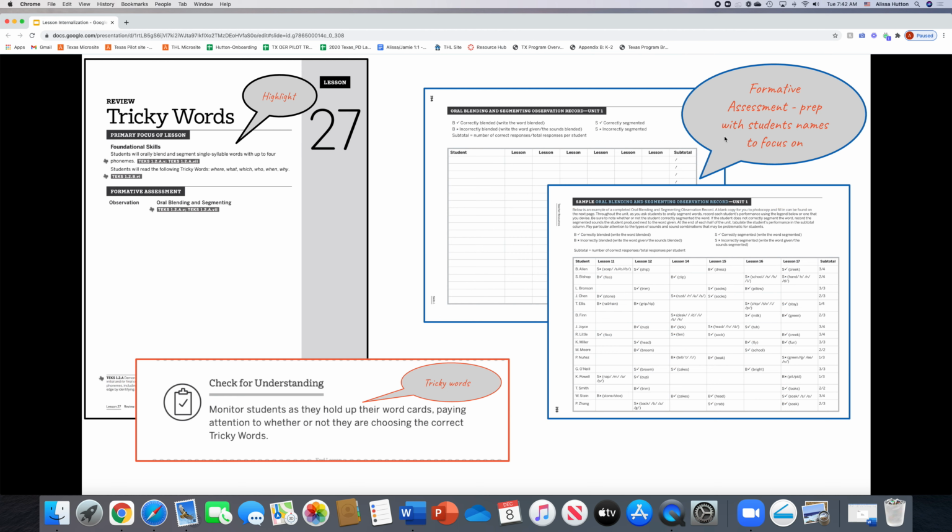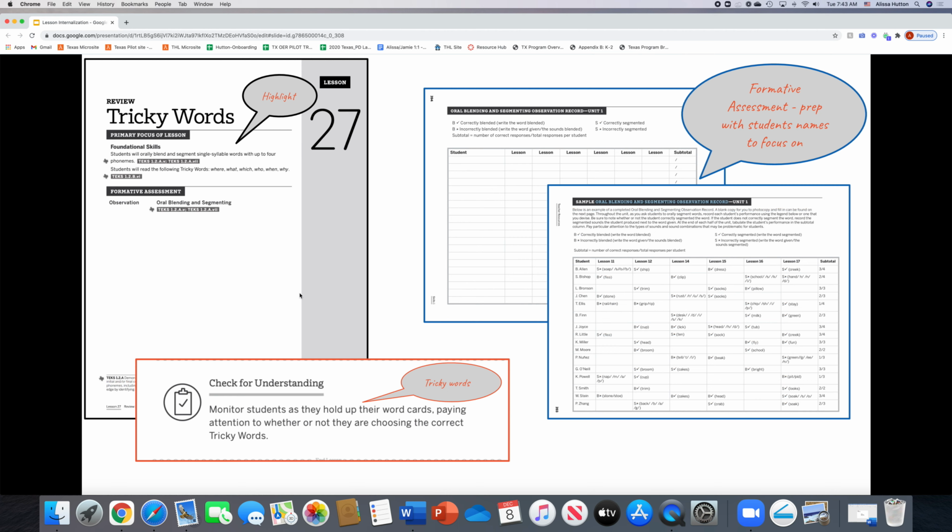I know that oral blending and segmenting is typically part of a warm-up portion of my skills lessons. And so, as you can see, this is an example that's also included in your teacher guide. And by lesson, as a teacher, I need to determine which students I want to be observing so I can take these notes on their progress towards mastering that blending and segmenting. So I wanted to make note as I'm preparing for this lesson and this lesson internalization that I'm going to make sure I include those students that I want to focus on in Lesson 27 during the warm-up for that blending and segmenting.